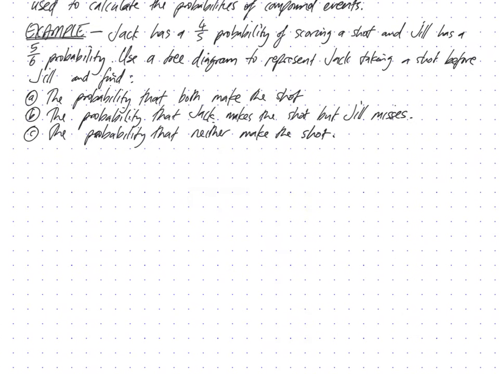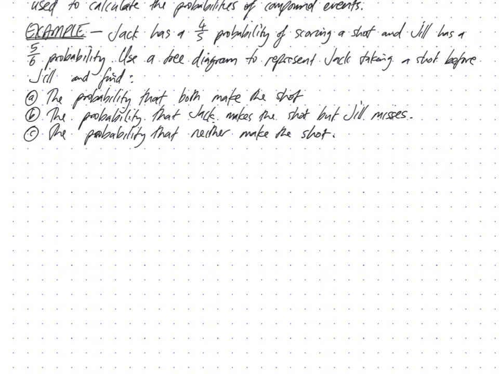So, Jack and Jill scoring shots. I assume it's basketball. Jack has a 4 out of 5 probability of scoring a shot. Jill has a 5 out of 6 probability of scoring a shot. Use a tree diagram to represent Jack taking a shot before Jill, and find A, the probability that both make the shot, B, the probability that Jack makes the shot but Jill misses, and C, the probability that neither make the shot. So we need to draw a tree diagram to represent this before we find the probabilities.